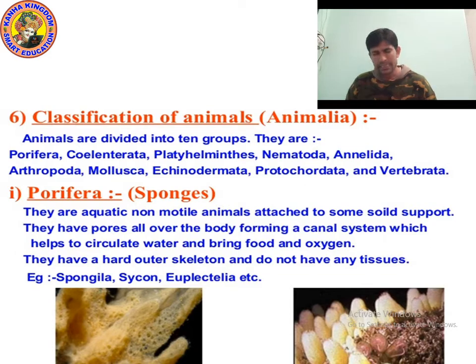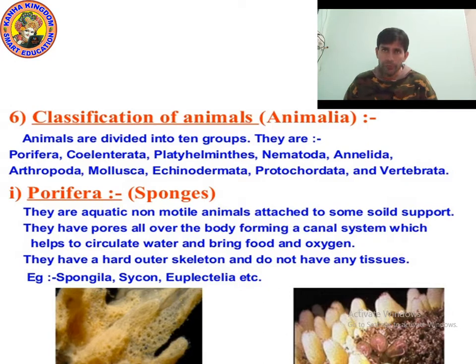We will study all these groups, not in detail, just in short, so don't worry. Today we will study the first five groups: Porifera, Coelenterata, Platyhelminthes, Nematoda, and Annelida. The remaining we will study in the next class. It will be easy for you.